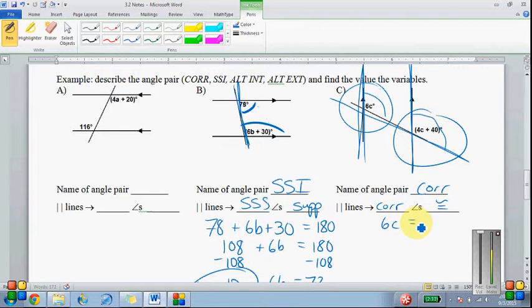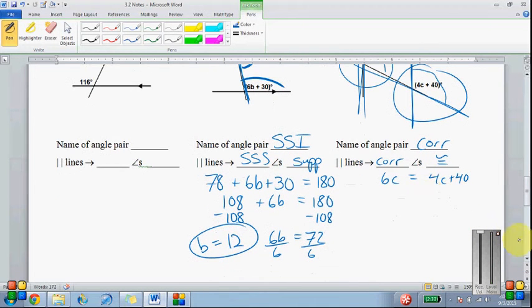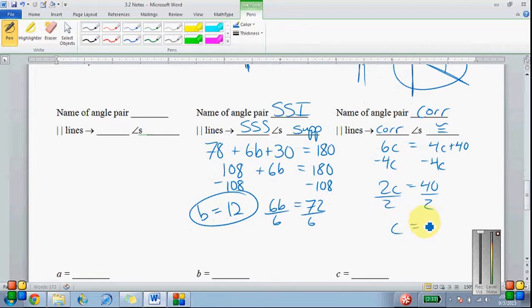So 6c equals 4c plus 40. Get all the c's on one side, so subtract 4c. 6c minus 4c is 2c equals 40. Divide by 2. We get c equals 20.